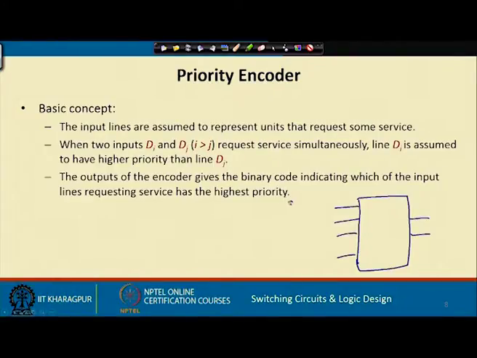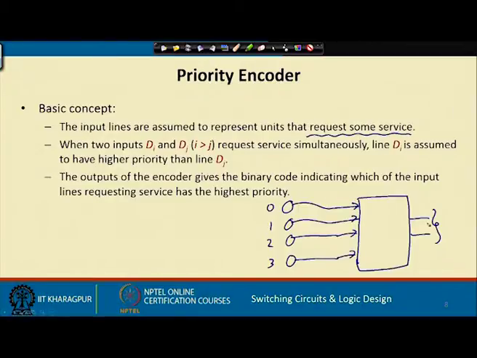They are used in an application where some sub circuits or some devices or units are generating some kind of requests. The input lines are assumed to represent units that request some service, and the output will indicate which of the inputs, 0, 1, 2, 3, that are 4 input units, have generated the request. Now, in a priority encoder, whenever two of the inputs, let Di and Dj, where i is greater than j, request service simultaneously, then you assume that Di has higher priority because i is greater than j. So, the output will be generating the binary code for the highest priority input that is active. This is how the priority encoder works.